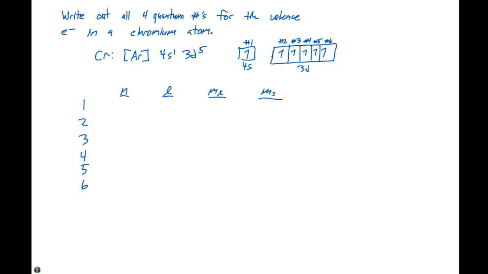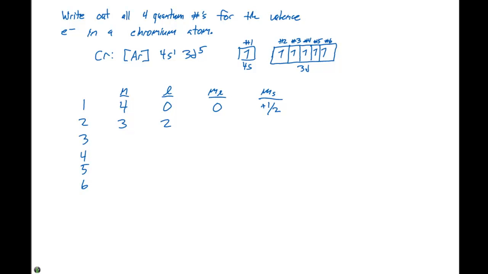The first electron is in a 4s orbital, so it's going to have n equal 4 and l equals 0. In an s orbital, m sub l is limited to 0, and our spin quantum number is going to be plus 1/2. For the second electron, we're in a 3d orbital. So the principal quantum number is going to be 3, whereas our magnetic quantum number is going to be 2.